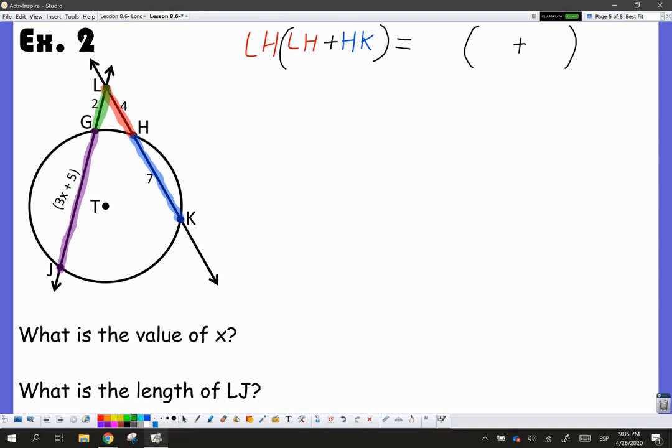So LH was the first one. LG must be the second one. So I'm going to write LG on the outside here. And then I see that that's copied inside as well. So I'm going to write LG again on the inside of the parentheses. And then I'm going to put the part that goes inside the circle of that secant. So that's going to be GJ, right? That's the interior part of that secant. So here I'm going to write GJ.